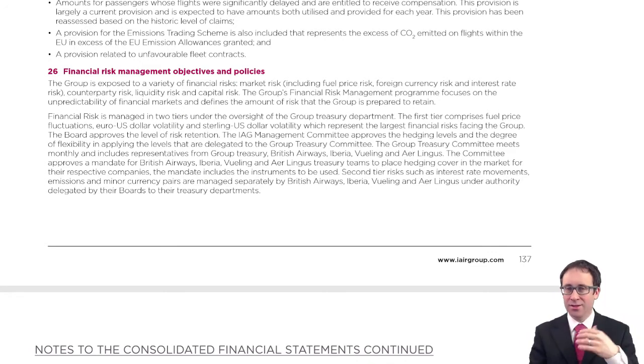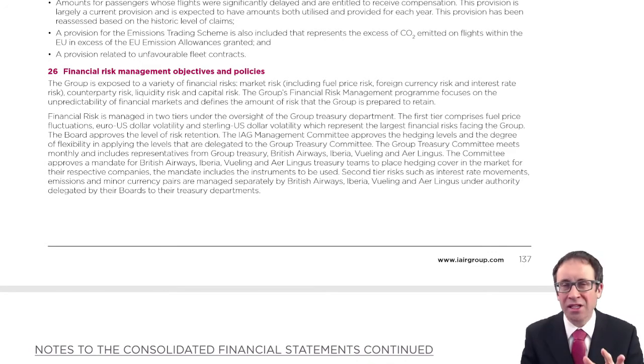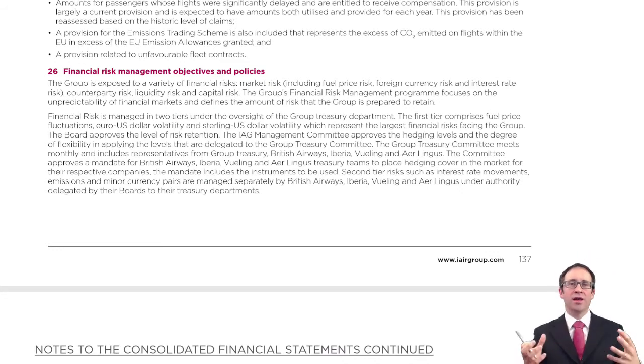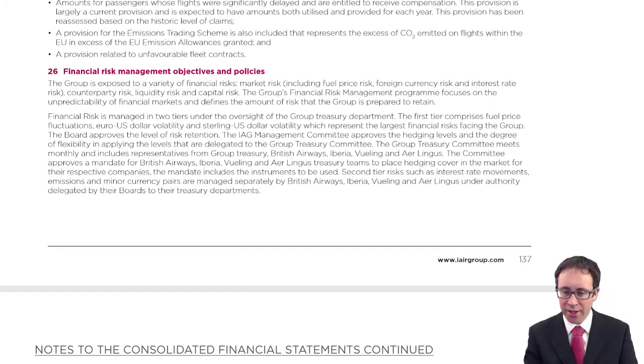I think it's a Spanish airline. My Spanish isn't very good, but to you and I, it's the business that's been formed together by British Airways and Iberia joining together.